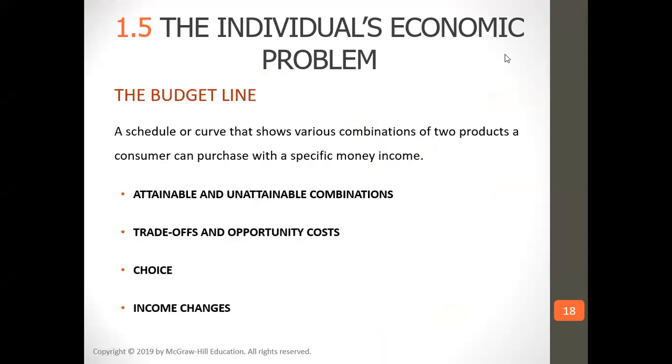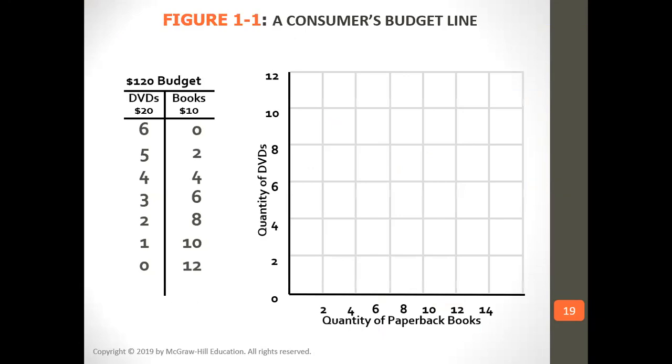The budget line shows the combinations of two products a consumer can purchase with a specific money income. In this case, if you used all your income to buy just DVDs, how many DVDs would you get? Six. Excellent. And if you used all your income to buy books, how many books could you buy? Twelve. That's great.